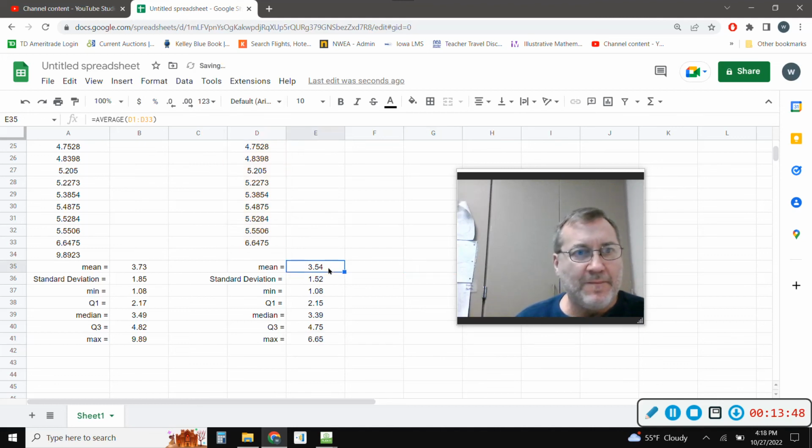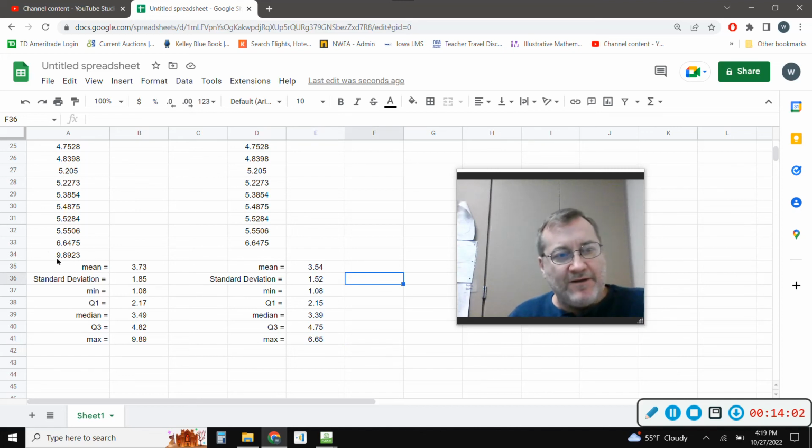Let's check. D1 through D33. Yep. Yep. Yep. Yep. Yep. Yep. So let's see what changed. So I got rid of this one little value, and what happened to it? Well, it dropped the mean from 3.73 to 3.54, a rather significant drop. Standard deviation dropped, so it became a lot less variable. The min stayed the same. Q1 dropped a little bit, 2/100ths.